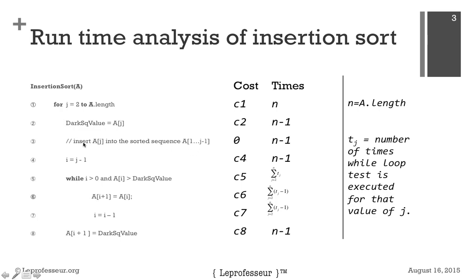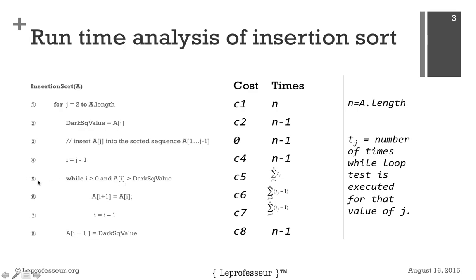Similarly, we go to line number 3. Here it is a comment, and we assume that the computer is not going to execute the comment line, so the cost associated with the comment line is 0. How many times will this line come? n minus 1. Now statement number 4: same way, we assume some fixed cost because this is just one statement, and it will be executed n minus 1 times.